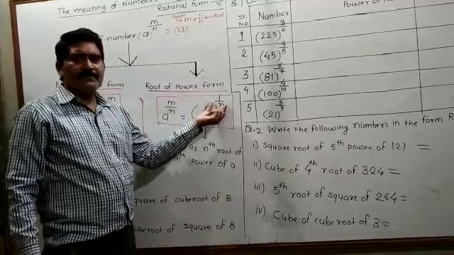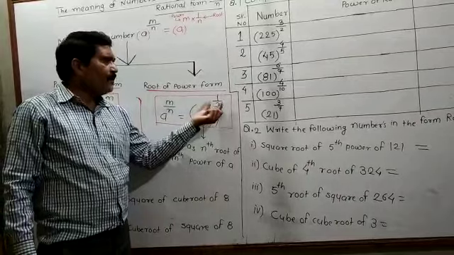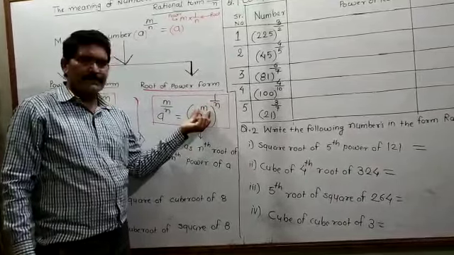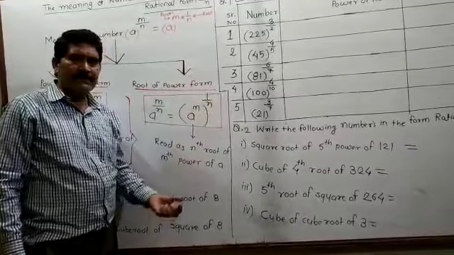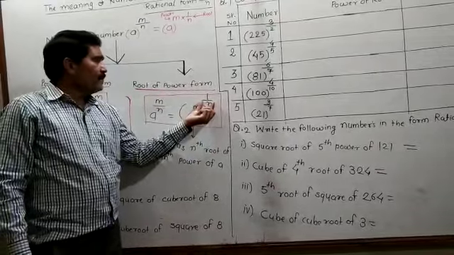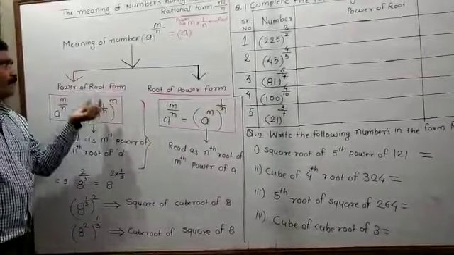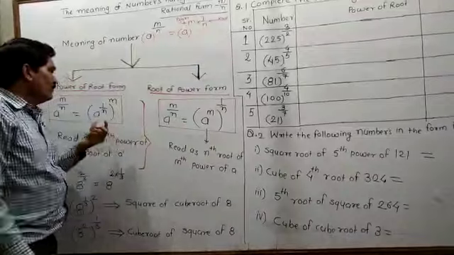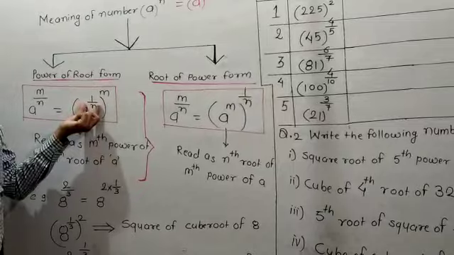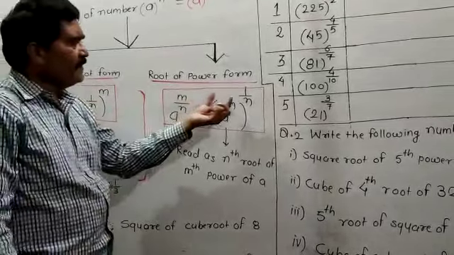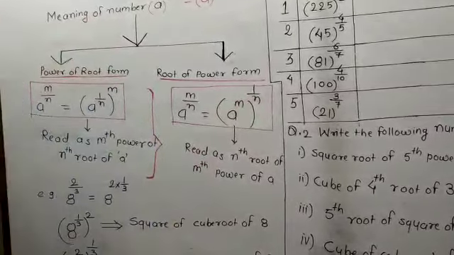If you write the root outside, at that time this form is root of power. This 1 upon n is the root and this m is the power. So this form is root of power and the other form is power of root, because m is the power, 1 upon n is the root. If power is outside, you say power of root of a. And this one is the root of power of a. How you have to read, that you have to see.